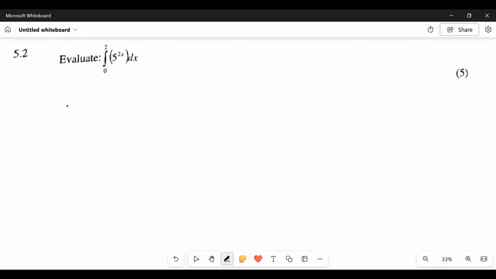Now the question is simple and straightforward. They want us to just evaluate the following here. We have the sigma with the upper limit of 2 and the lower limit of 0. The function here is 5 to the power of 2x dx. So they want us to evaluate this. This is an exponential integral, guys.